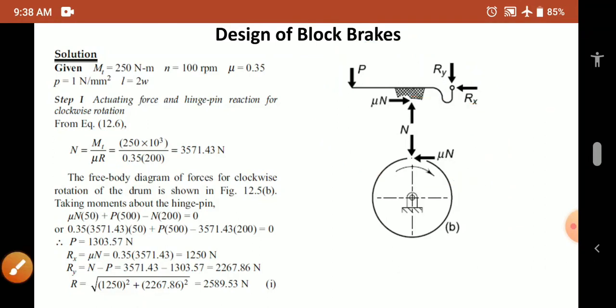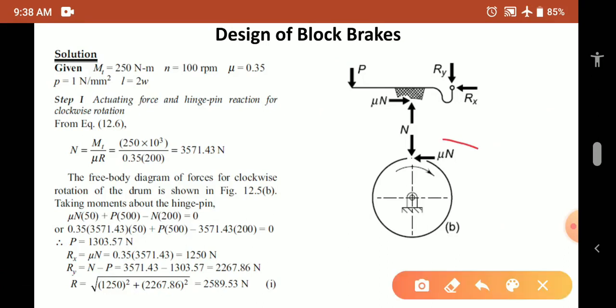As we know, Mt is equal to mu into N into capital R. That means the mu N force into this perpendicular distance capital R. So from this, the normal reactive force N is equal to Mt divided by mu into R. By putting these values, we get the normal reaction N equal to 3571.43 Newton on this brake drum. Now the free body diagram of the forces for clockwise rotation of the drum is shown in this figure.